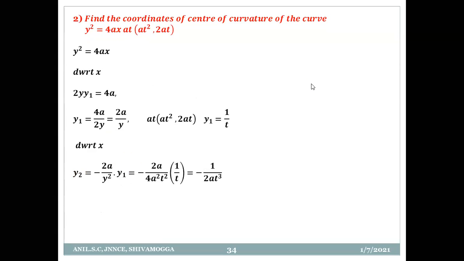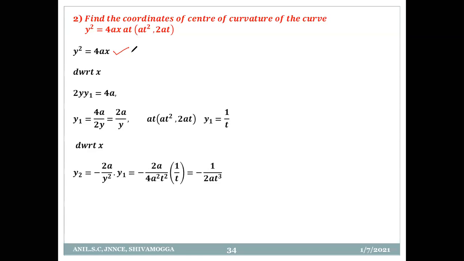Find the coordinates of center of curvature of the curve y square is equal to 4ax at (at square, 2at). Find the coordinates of center of curvature of the curve y square is equal to 4ax.